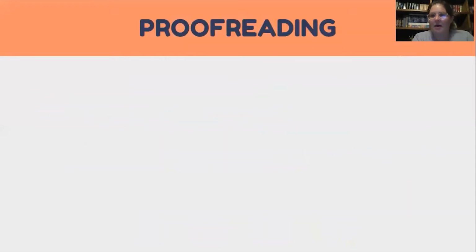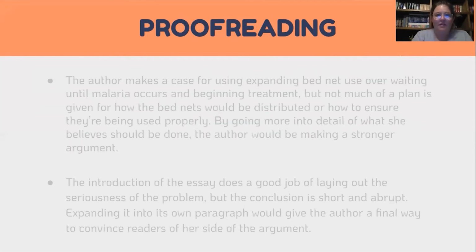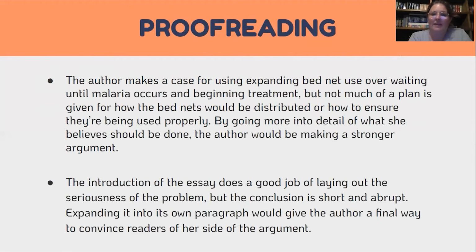Let's talk a little bit about proofreading and some things that the author could do to improve. Did you think of any ideas about what you would have done differently in this essay? Number 1, the author makes a case for using expanding bed nets over waiting until malaria occurs and beginning treatment, but not much of a plan is given for how the bed nets would be distributed or how to ensure they're being used properly.